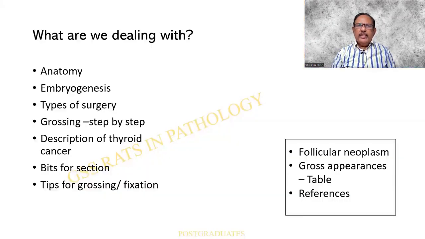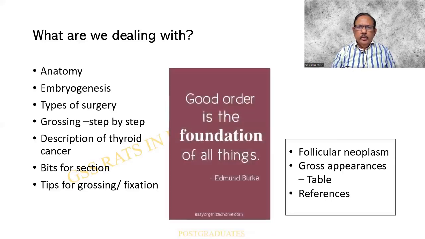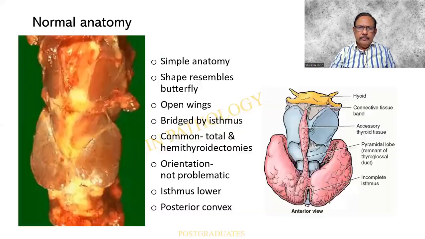In this class, we shall be dealing with the anatomy, embryogenesis, types of surgery, grossing, description of a thyroid malignancy, where to take the bits from, and any of the tips for grossing, fixation, etc. Also, there shall be a table regarding the gross appearance of the lesions. References shall follow. Good order is the foundation of all things. Edmund Burke.